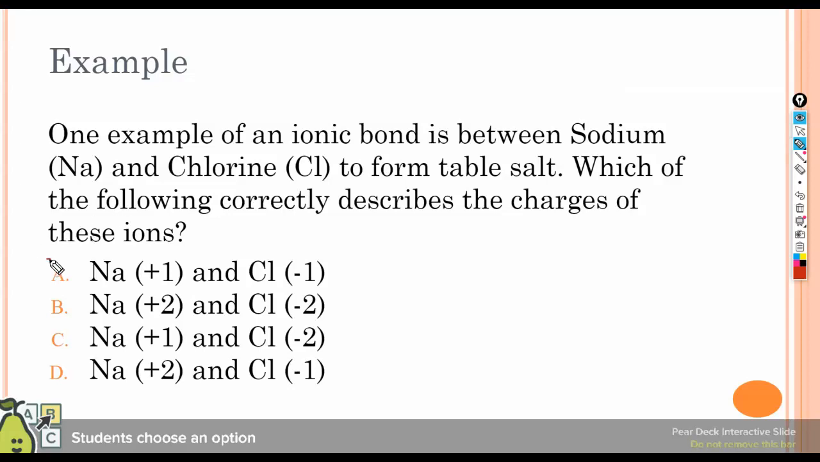Okay, so the correct answer is A. If you look back in your notes at your periodic table, Na is in group 1, and all of the group 1 elements tend to lose 1 electron and become +1. And Cl is in group 17, and all of them tend to gain 1 electron and become -1. Okay, so that's just straight from your notes. As long as you know where Na and Cl are, you can figure that out. Okay, but you have to look at your periodic table to answer that question.